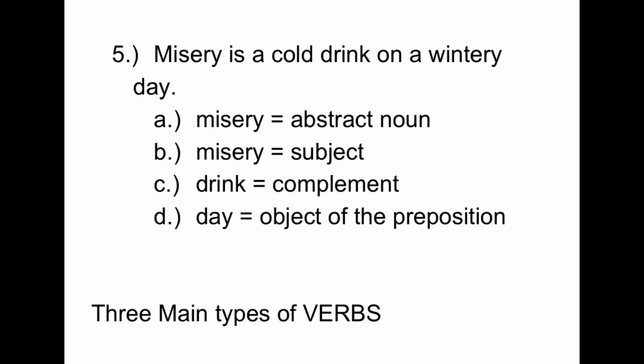Last example, misery is a cold drink on a wintry day. Misery is an abstract noun here. Think emotions are abstract nouns. And it's also the subject of this sentence, which is using a linking verb. So that's why drink is the complement. Misery and drink are being linked together using this word is. Also, there's another noun in this sentence, and that is day. And day is the object of the preposition on. More on that in just a few minutes.